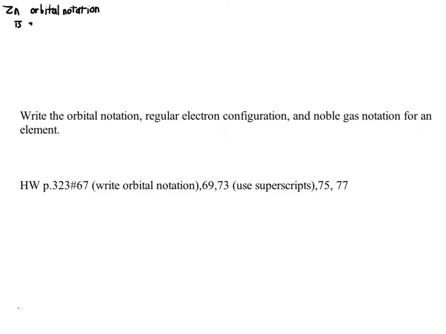So orbital notation is where you draw arrows to show the electrons. So if you just look on your periodic table, the order for zinc, starting at the top, reading left to right, top to bottom, goes 1s, 2s, 2p, 3s, 3p, 4s, 3d. And then you just fill in arrows which represent electrons for each one.